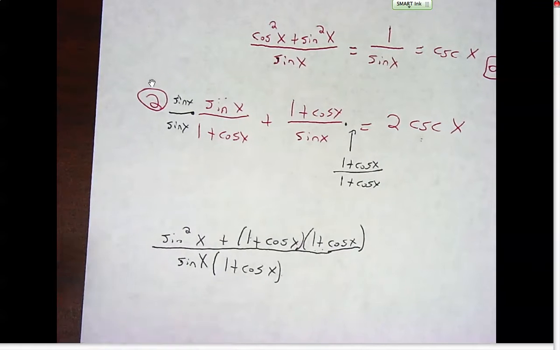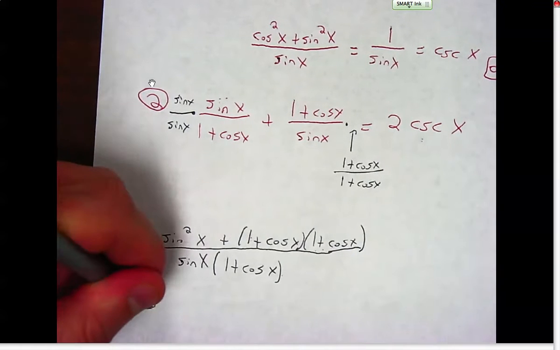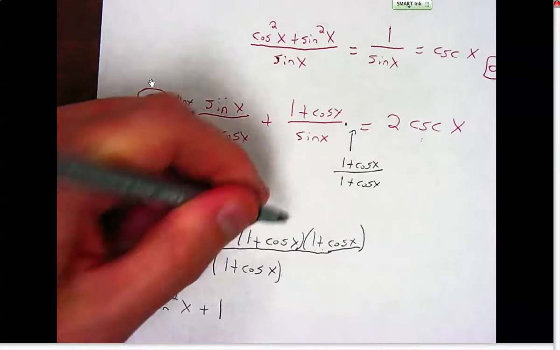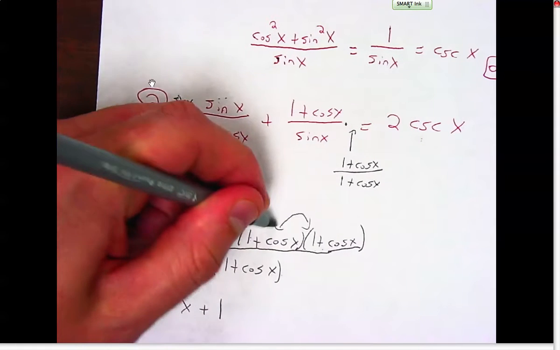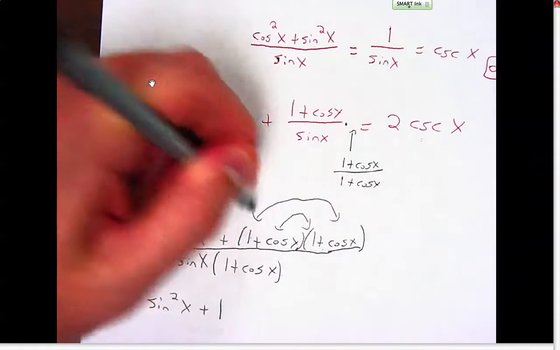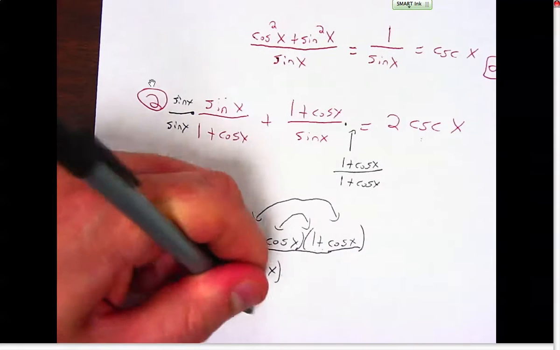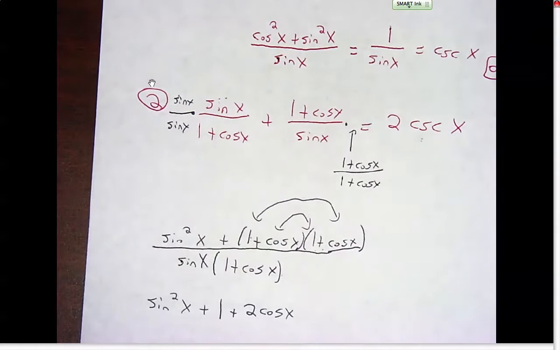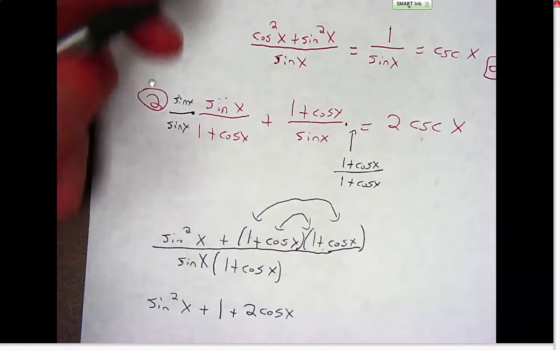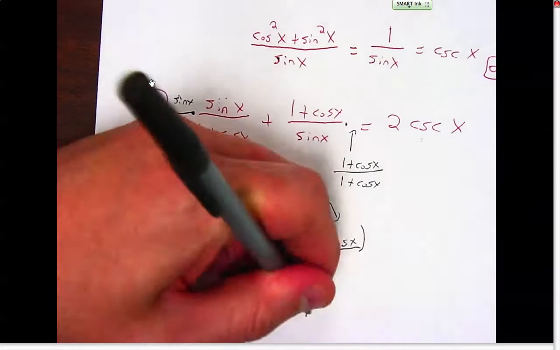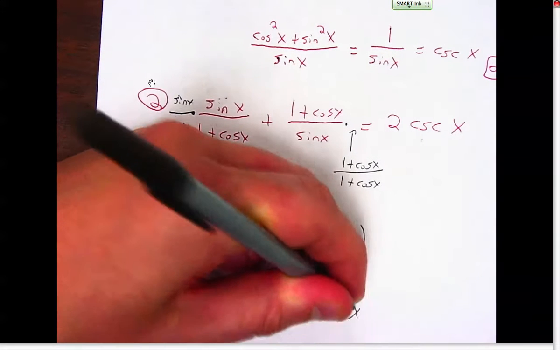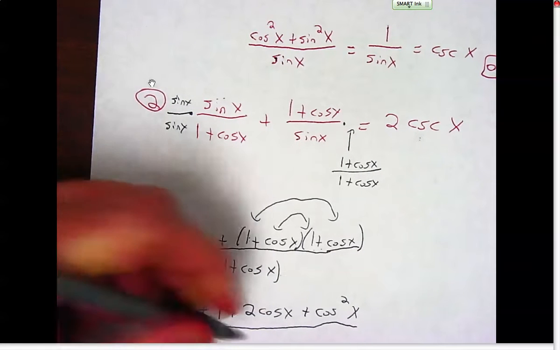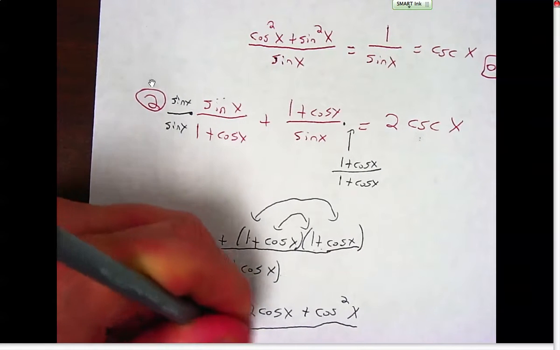This product I can do FOIL on and see where that goes. So when I FOIL, I get 1, and then in the middle I get a cosine of x, and I also get a cosine of x in the outer. So I get 2 cosine of x. And then at the end I get what? Cosine squared of x. It's sort of a big mess up on the top. The bottom, there's not really anything I can do with.